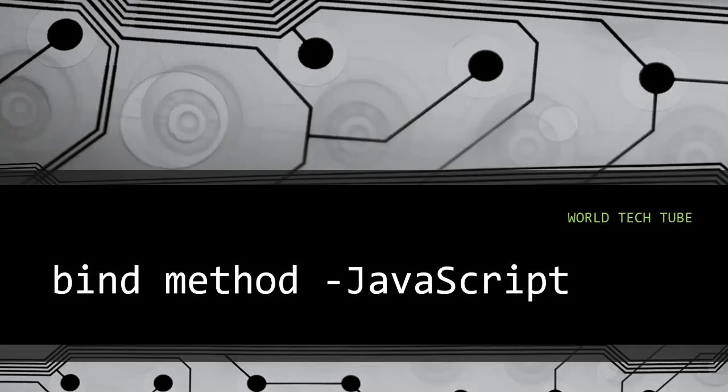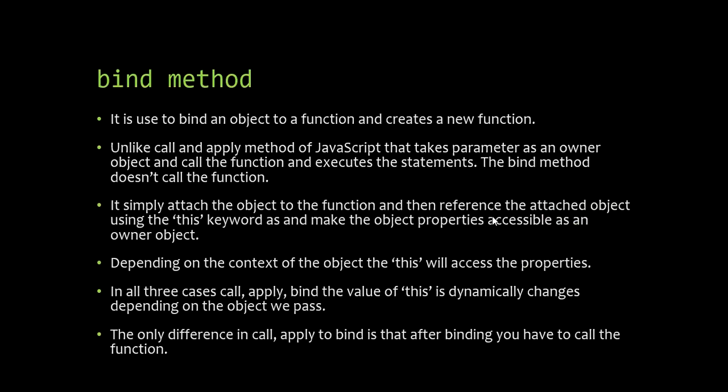Let us start with the bind method of JavaScript. The bind method is a predefined method of JavaScript, just like the call and the apply method, and it is used to bind an object to a function and creates a new function.